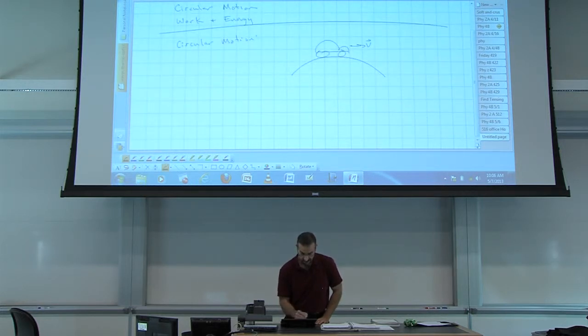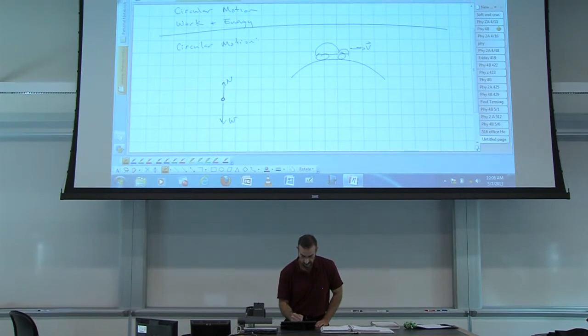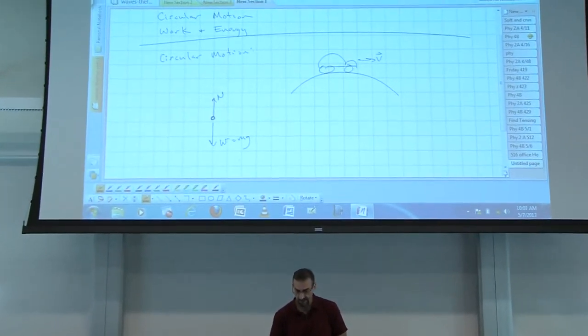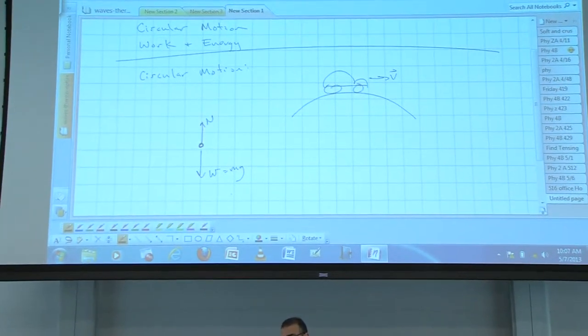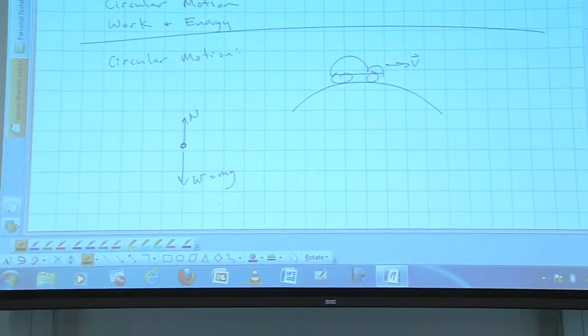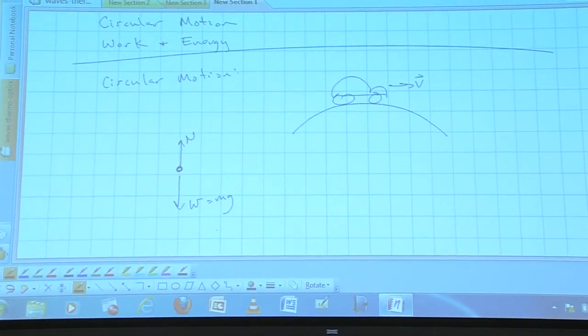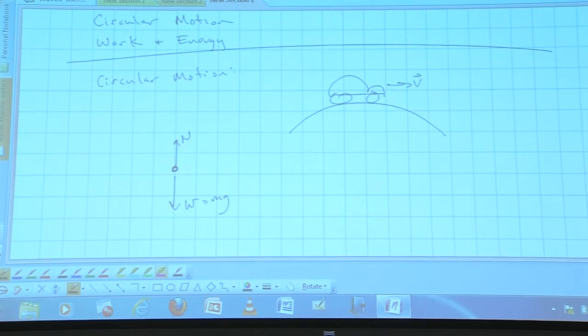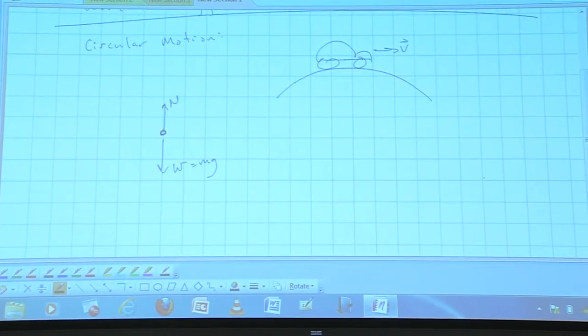So you draw a free body diagram. Normal force up. Weight down. And we'll assume we won't worry about any other forces. What we care about is what's happening in the radial direction. We'll assume the car is moving at constant speed.